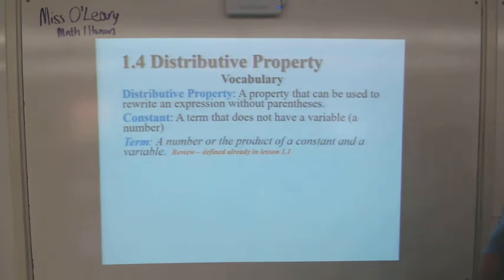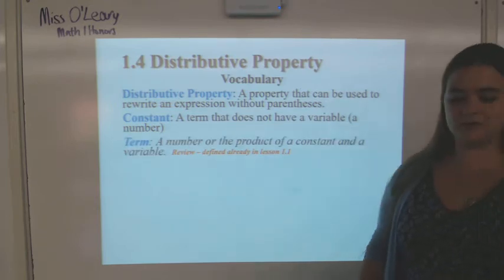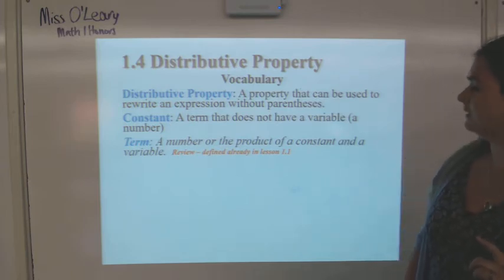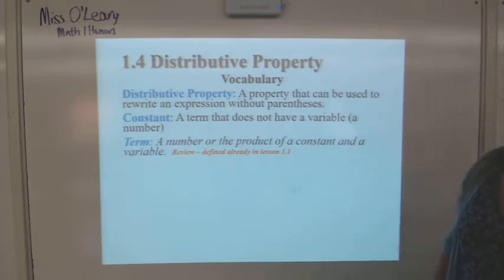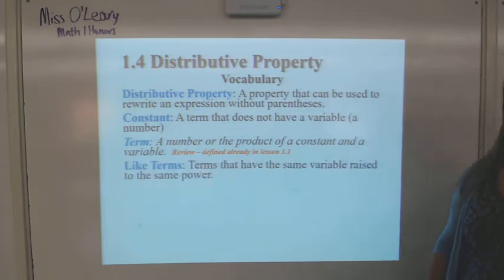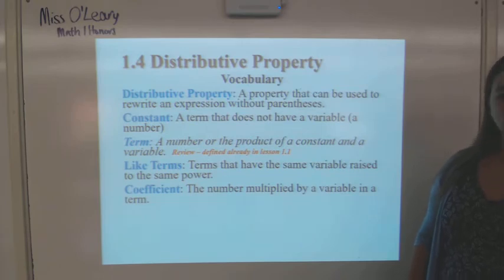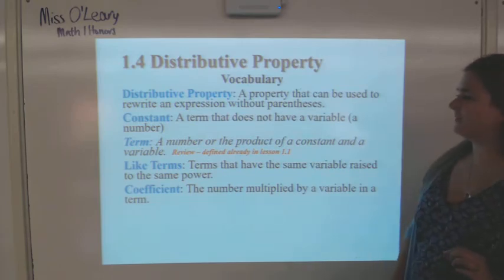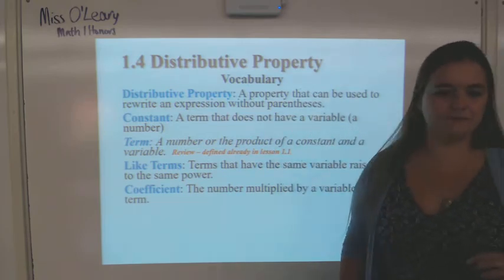A term, which we already defined in lesson 1.1, so you don't need to write it down again. But a term is a number or the product of a constant and a variable. Just a little refresher. Because today we're going to talk about like terms. Like terms are terms that have the same variable raised to the same power. A coefficient is the number multiplied by a variable in a term. So we'll have a constant in front of our variable.